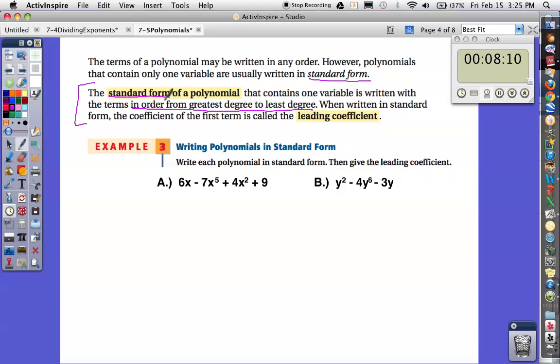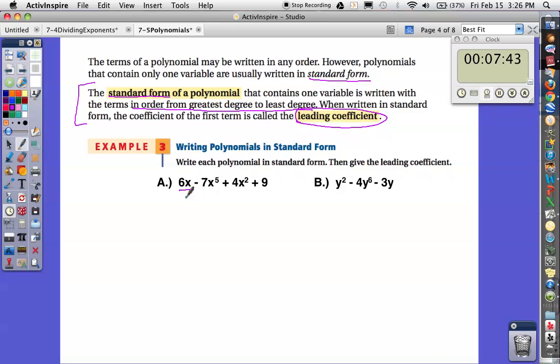Then when written in standard form, the coefficient of the first term is called the leading coefficient. So it leads the entire polynomial. It's the first number that you see when it's written in standard form. So for example 3, I want you to write each polynomial in standard form and then give the leading coefficient. Okay? And you could probably do this without me leading you, but look for the one that has the highest degree. So we might want to look at each degree first.